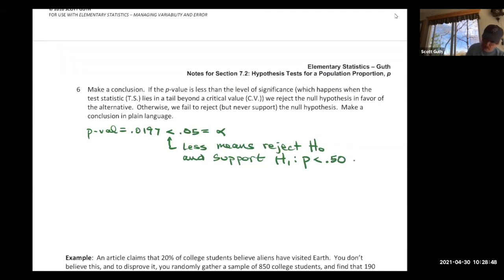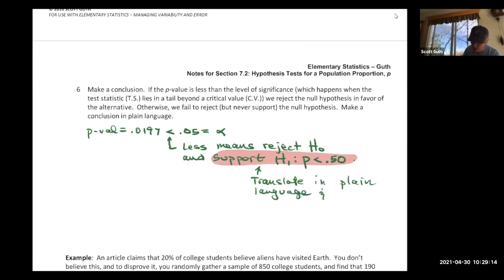And then this part here needs to be translated in plain language. And talk about H1 only. So only discuss H1 because H0 can't be proven.